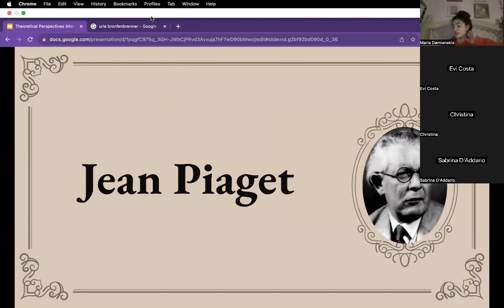Okay, and the last one we're looking at today is this dude. Jean Piaget. Piaget was a Swiss psychologist known for his theory of cognitive development. He proposed that children progress through four stages of cognitive development: sensorimotor, preoperational, concrete operational, and formal operational. Piaget emphasized the active role of the child in constructing their understanding of the world through interactions with the environment. His work has had significant impact on education, highlighting the importance of developmentally appropriate instruction and scaffolding to support children's cognitive growth.